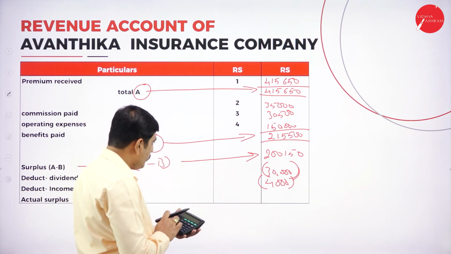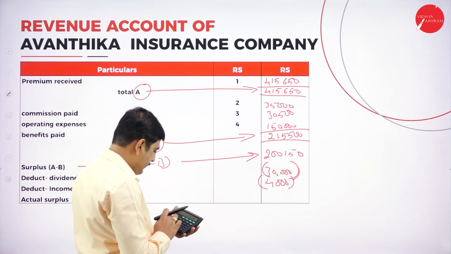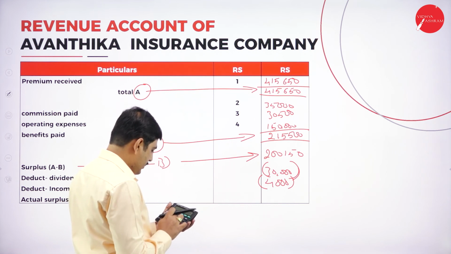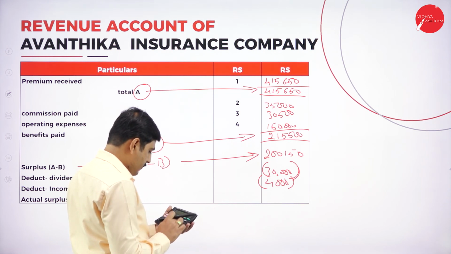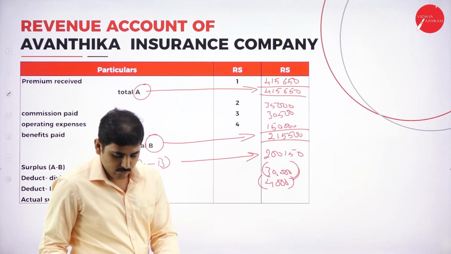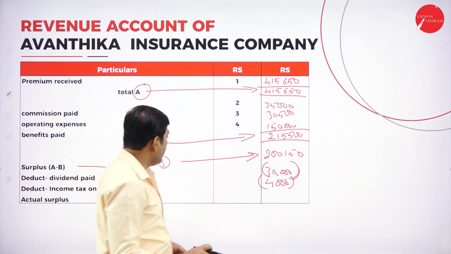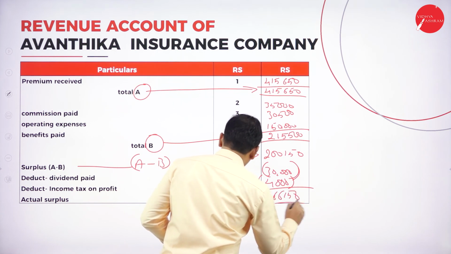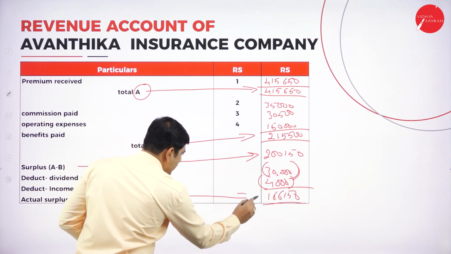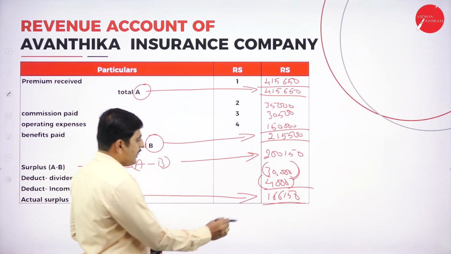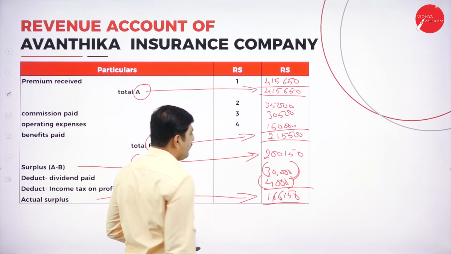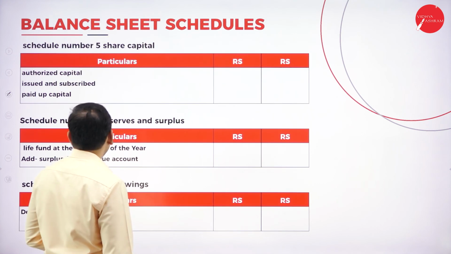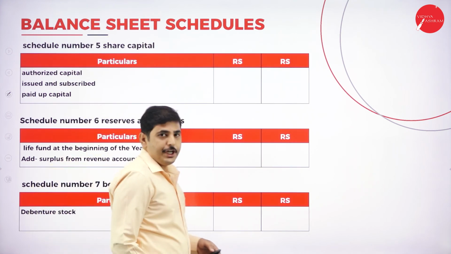So 2 lakh 150 minus 30,000 minus 4,000. The surplus is 1,66,150. So 1,66,150 is the actual surplus. Now let's come into the balance sheet schedules.